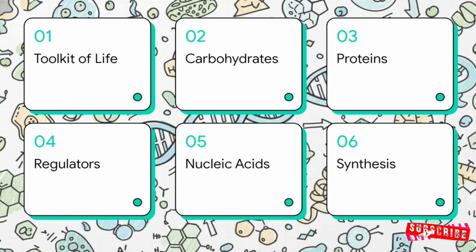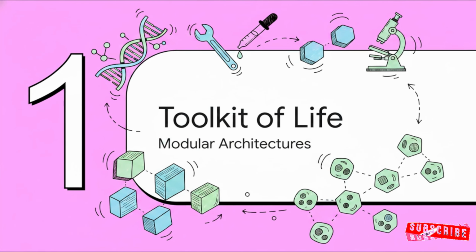Here is our roadmap for today. We'll cover 1. The toolkit of life, 2. Carbohydrates, the energy spectrum, 3. Proteins, the biological machinery, 4. Regulators, enzymes and vitamins, 5. Nucleic acids, information code, and 6. Synthesis of living systems. All right, jumping right into section 1, the toolkit of life, 4 modular architectures.